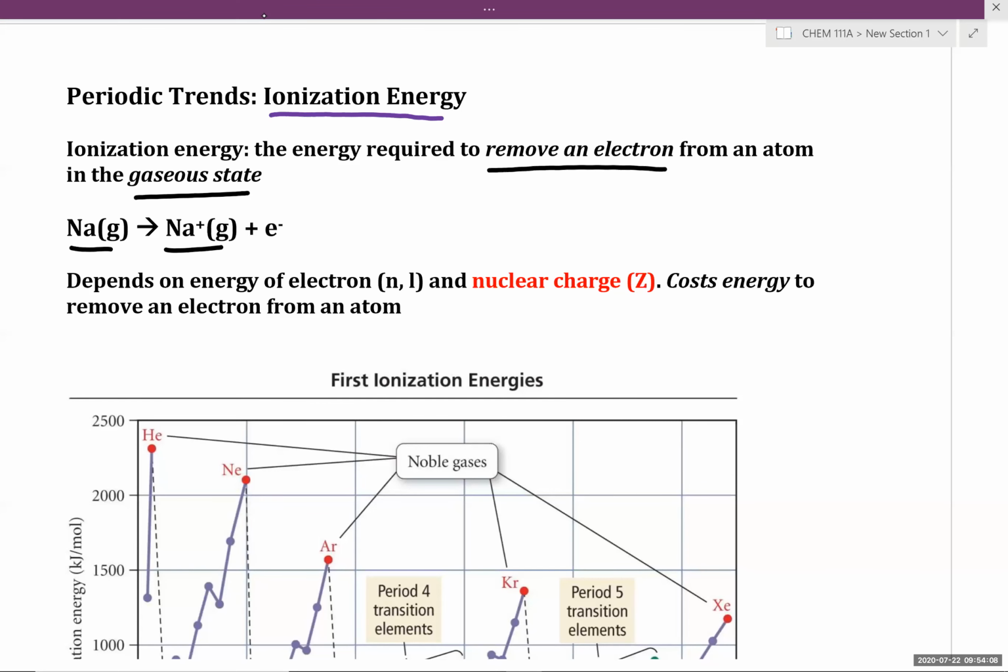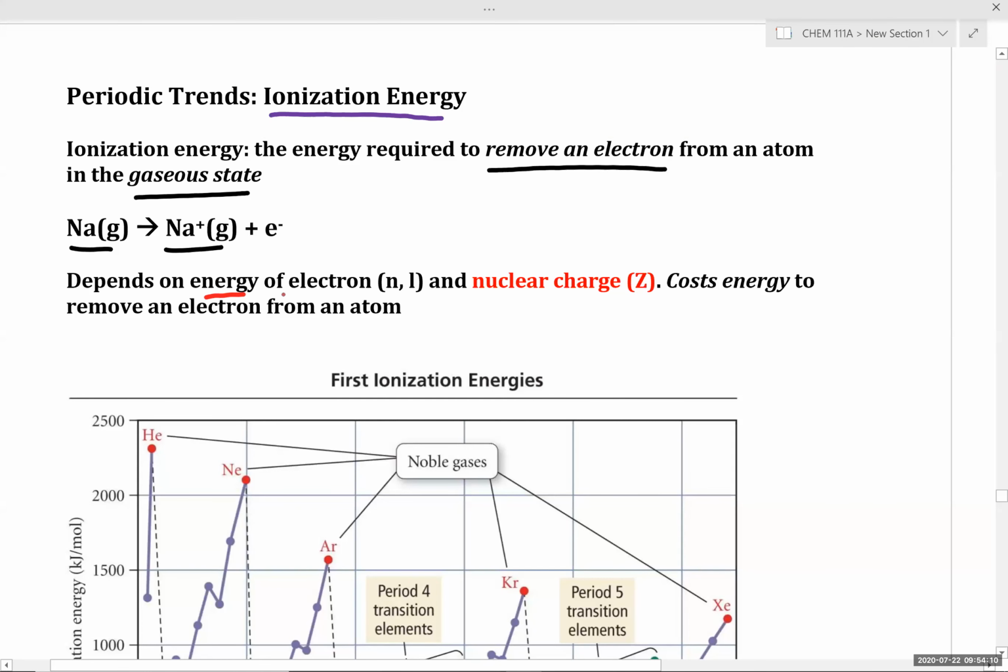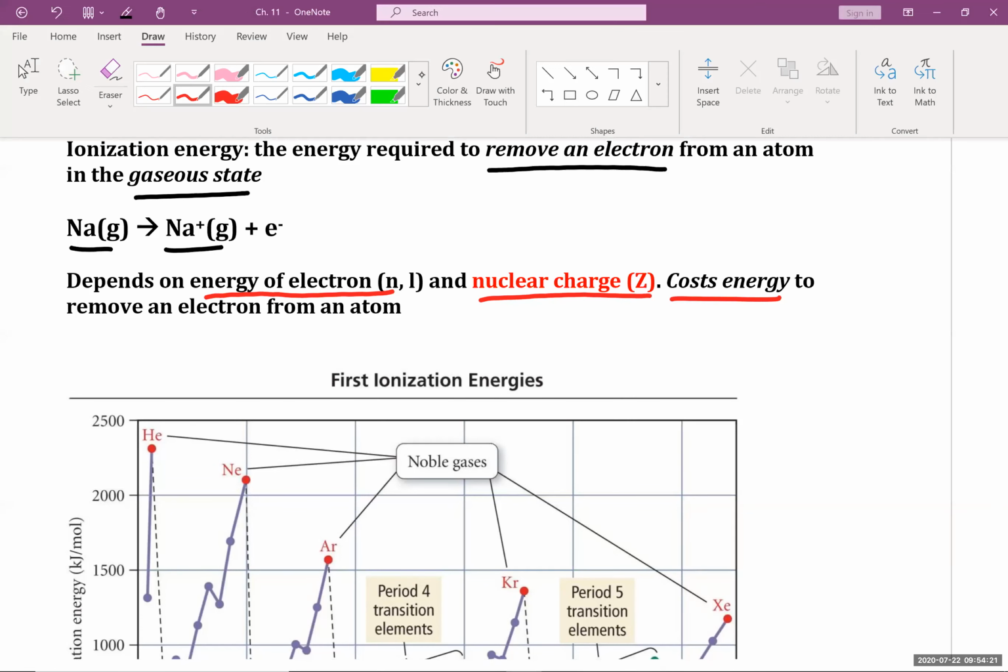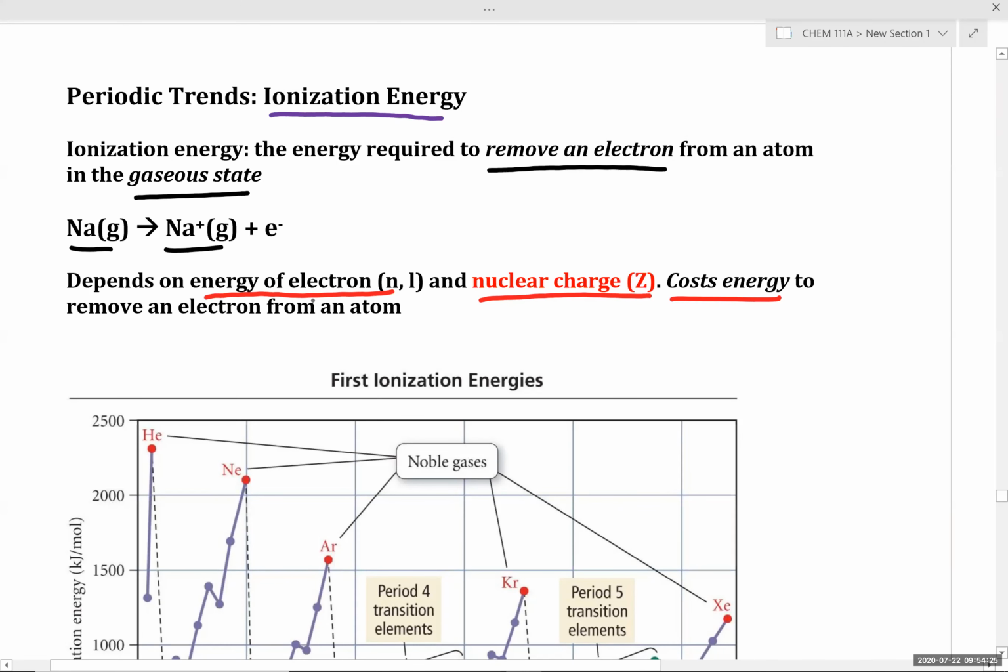Now, the ionization energy is dependent on the energy of an electron and the nuclear charge. In general, it always costs energy to remove an electron. Electrons are stabilized by the nucleus, and as a result, it takes energy to pull that electron away from that stabilizing interaction.